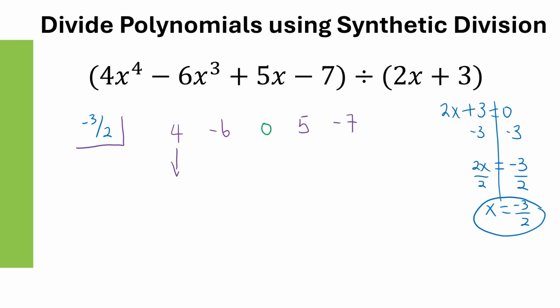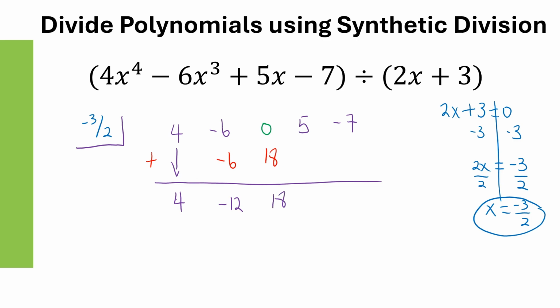So in synthetic division, you always bring down your leading coefficient, which is 4. And the numbers below the line, you're going to multiply by negative 3 over 2. And the numbers above the line, you're going to add them together. So 4 times negative 3 over 2 is negative 6. And then you're going to add negative 6 plus another negative 6. That will give us negative 12. And multiply negative 12 by negative 3 over 2, that's 18. 0 plus 18 is 18.